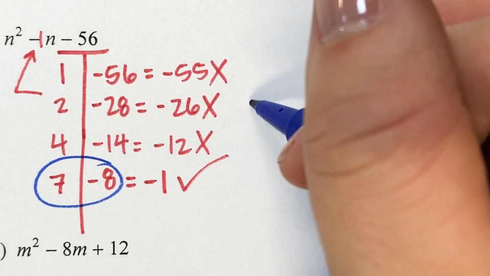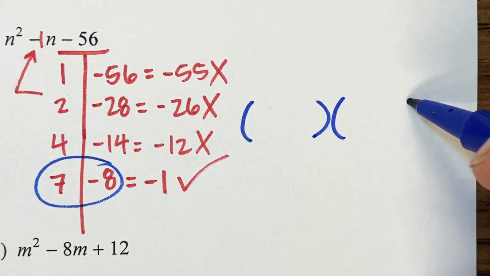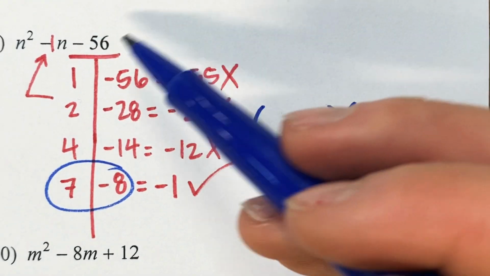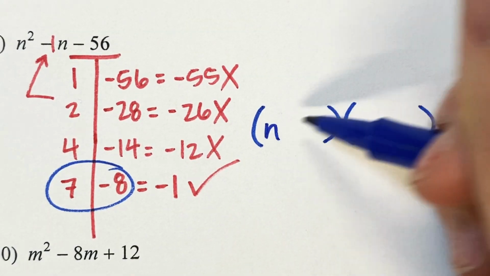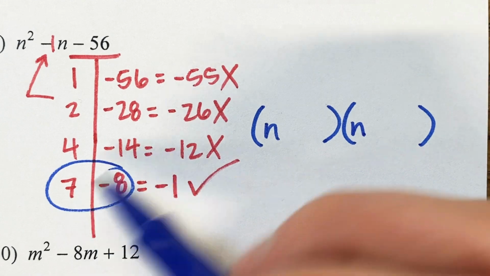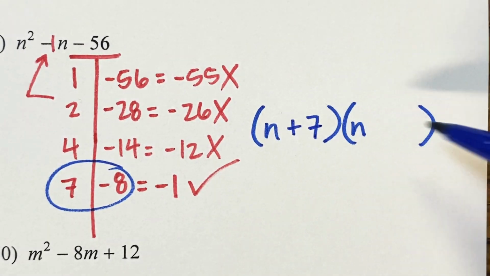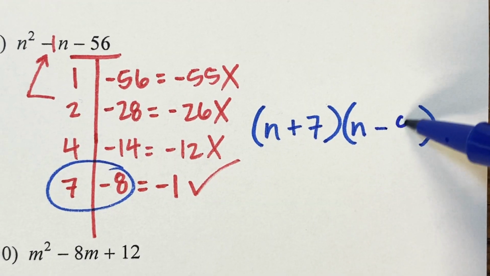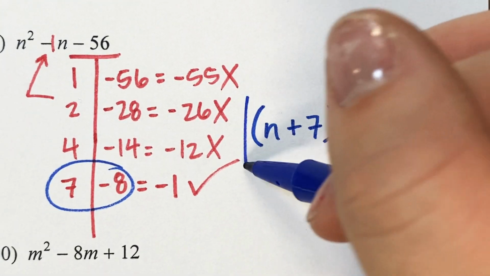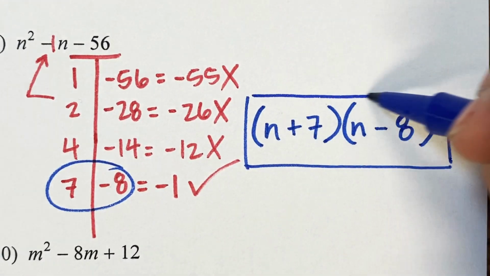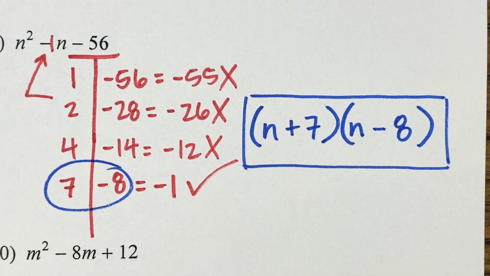So all we got to do is write your two parentheses sets. Put your variable in front. This time it's an n, and n. One is a plus 7 for positive 7. One is a minus 8 for negative 8. And there is our factored answer.